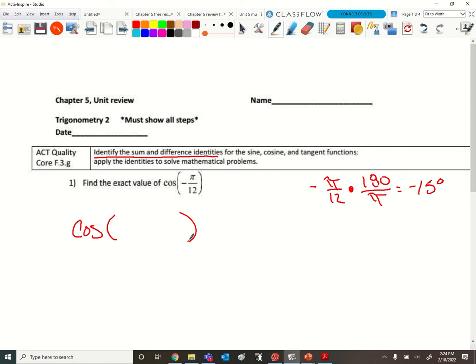So think about it like this. If I want a negative value, how do you get negative values in your bank account? Spend more money than you have, right? So I need to take away more than what I have. 30 minus 45.